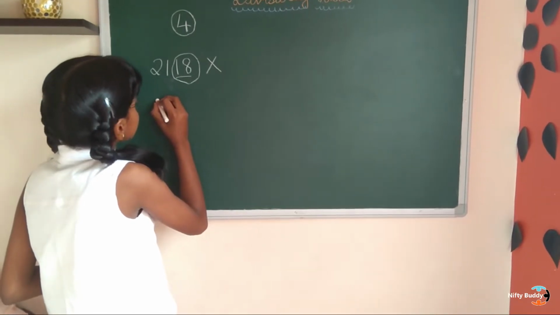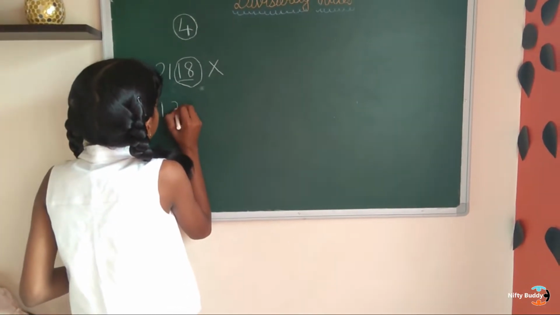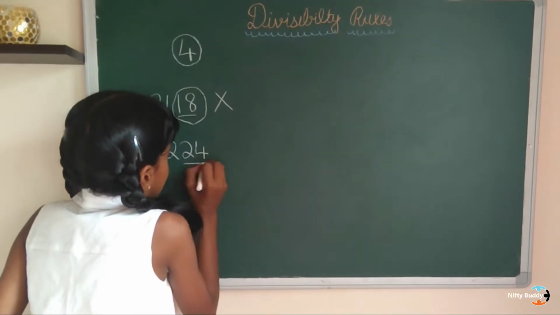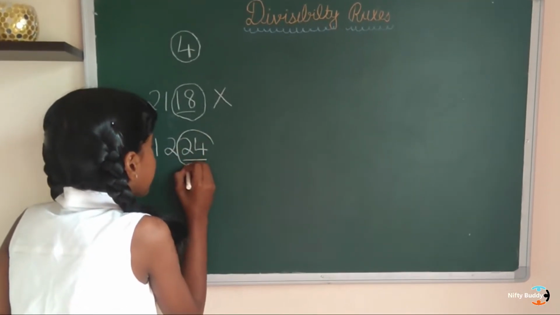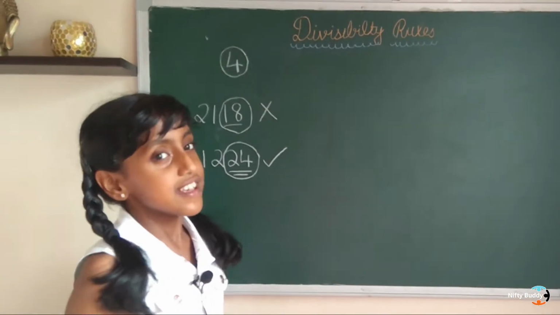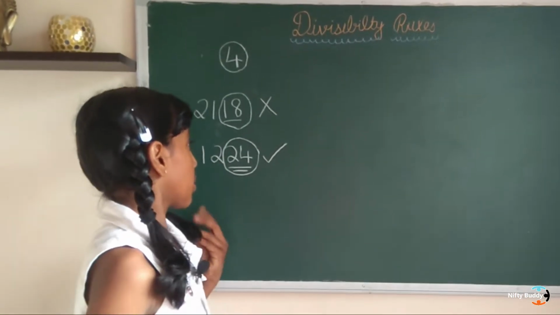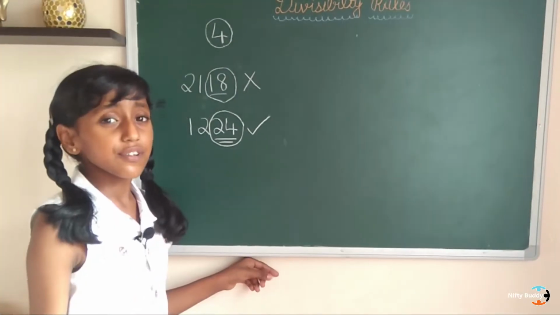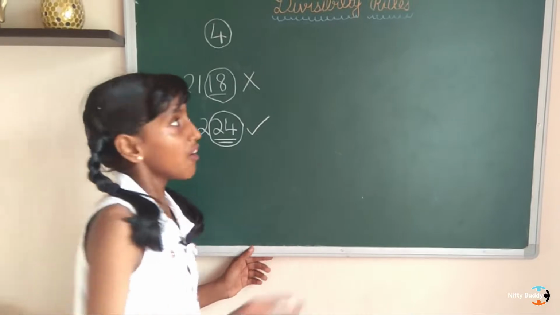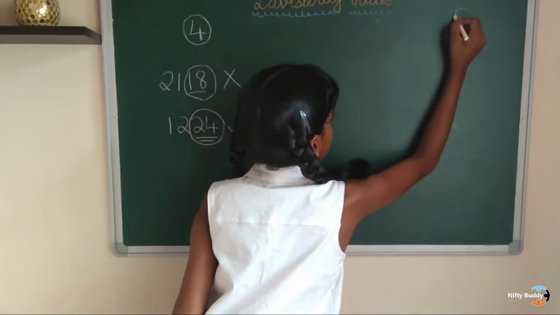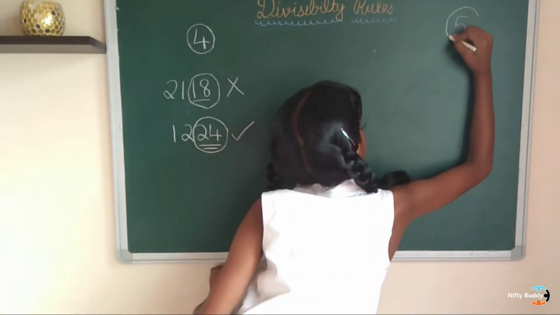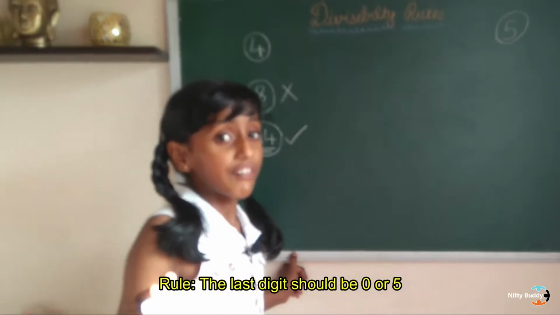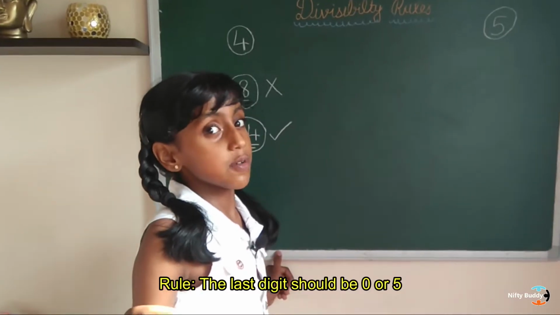Now, let us look at the next example, which is 1224. We need to check the last 2 digits. This is the number 24. So, number 24 is a multiple of 4 and number 1224 is divisible by the number 4. Let us look at the next divisibility rule, of 5. For 5, it is very easy. If the number ends with 0 or 5, that means the number is divisible by 5.